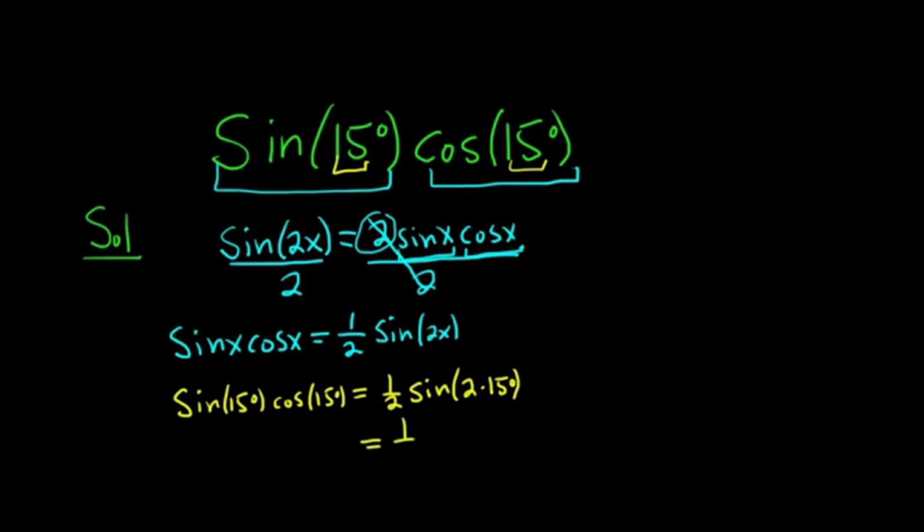This is equal to 1/2, and then 2 times 15 is 30. So sine of 30 degrees, and sine of 30 degrees is 1/2. That's just from memory. It's really important to have these values memorized. So 1/2 times 1/2, and so the answer is just 1/4.